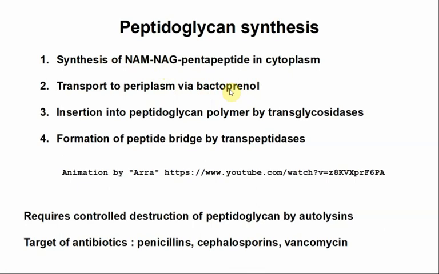Then once in the periplasm, the NAM-NAG glycan part will be inserted into the NAM-NAG polymer by transglycosidases, and then finally the peptide crosslinks will be formed by transpeptidases. And the transpeptidases are the site of action of beta-lactam antibiotics. They're competitive inhibitors of the transpeptidases. Vancomycin too, but not as a competitive inhibitor. They inhibit that step, but by a different mechanism.